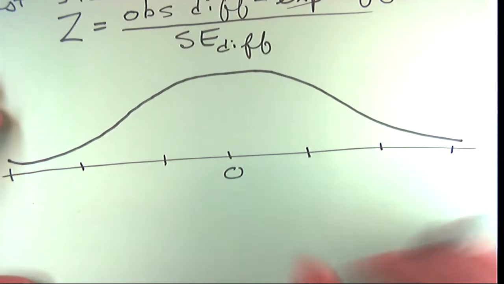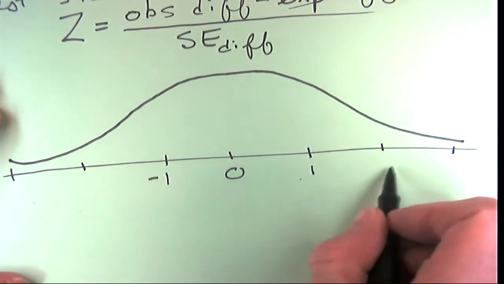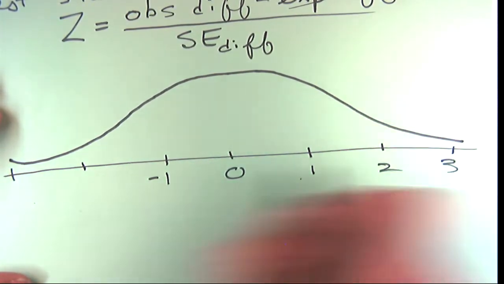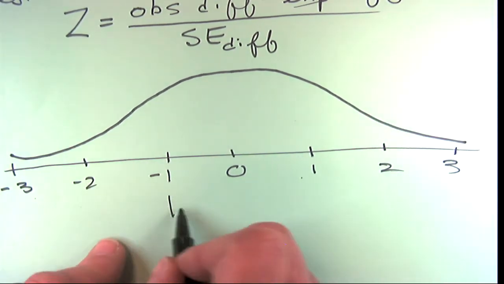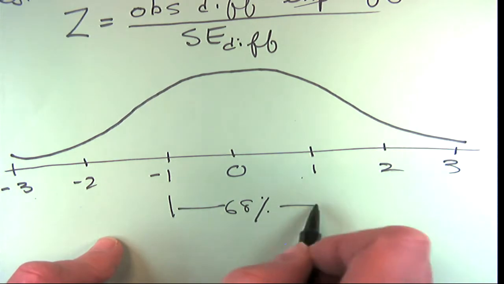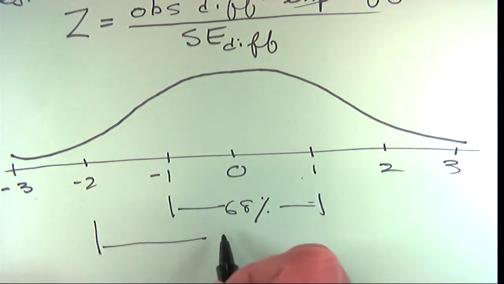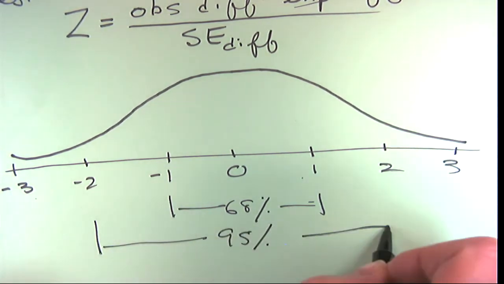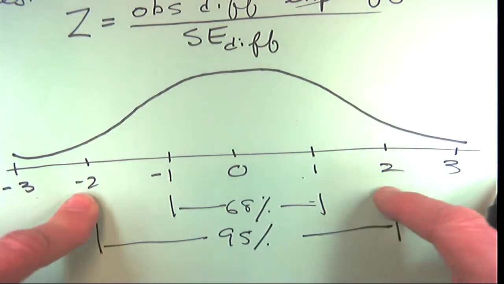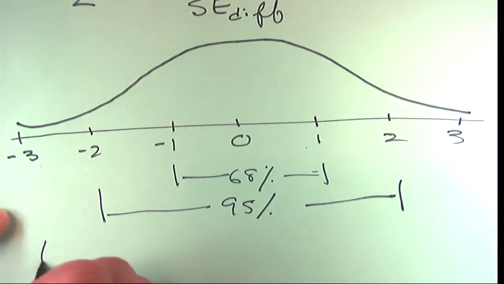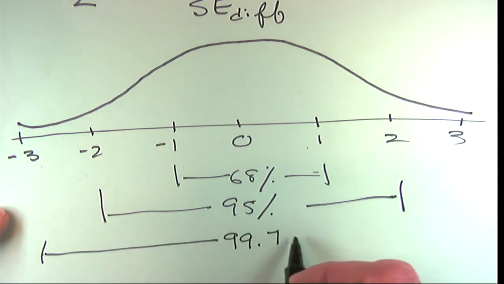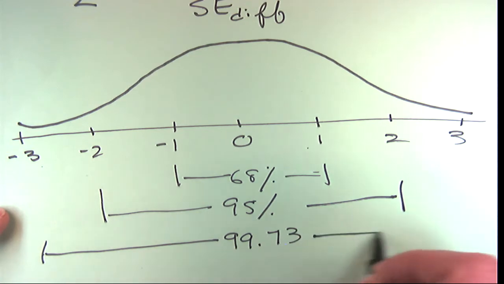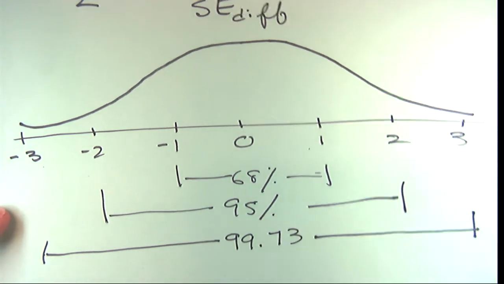And it looks like this. 68% of the time you expect to be here. 95% of the time, you expect to be approximately within 2 standard errors. And about 99.7% of the time, you expect to be within 3 standard errors.